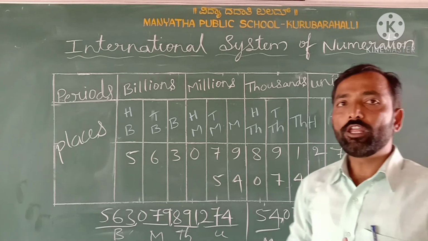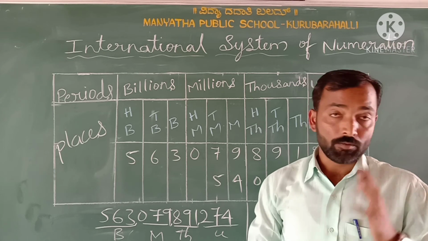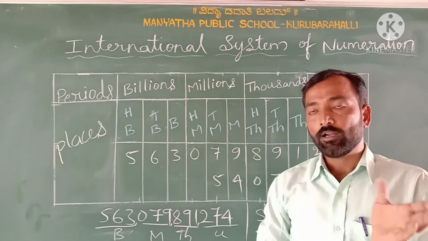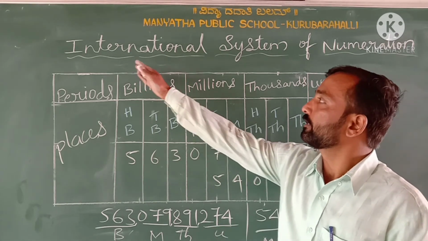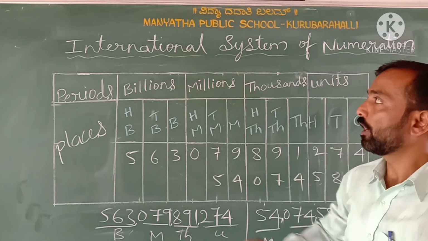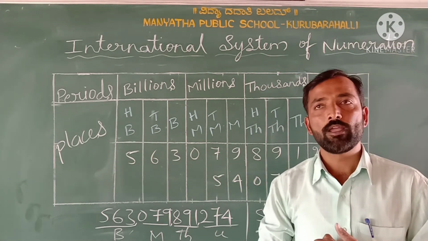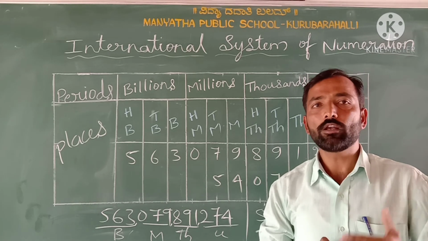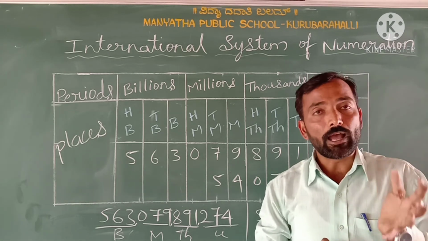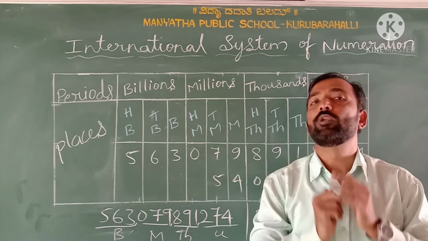Already we have discussed comparing numbers, formation of numbers, and shifting the digits, and that was the Indian system of numeration. Now it is the international system of numeration. What did you learn now? With the help of this concept, we will solve some problems.